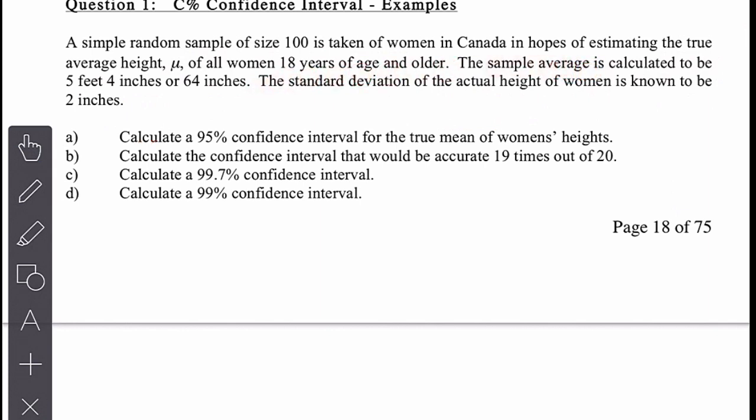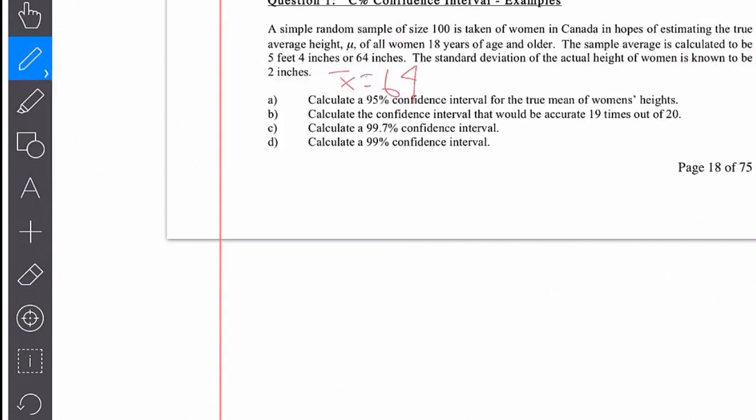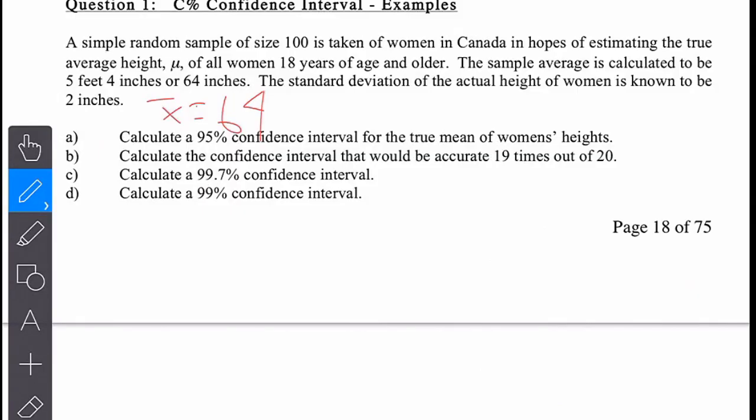Now this is really important, that you distinguish between sample results, so this is X bar equals 64, and population results. For some reason we happen to know the true standard deviation, but we don't know the true mean. The true standard deviation happens to be 2. We're not going to ask too many questions. We're just going to use these results and the formulas on row 5 to answer questions like this.